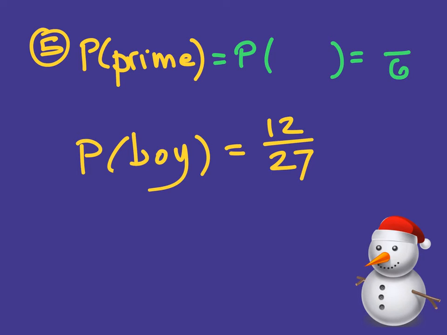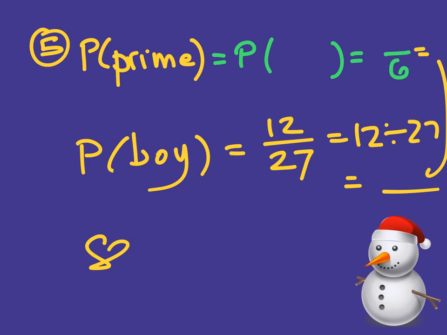Okay, and then once you get this answer, write it as a decimal. So in other words, do 12 divide 27. Get this answer up here, write that as a decimal, and then compare them. And then once again, write your sentence. Sentences are important on this week's homework.